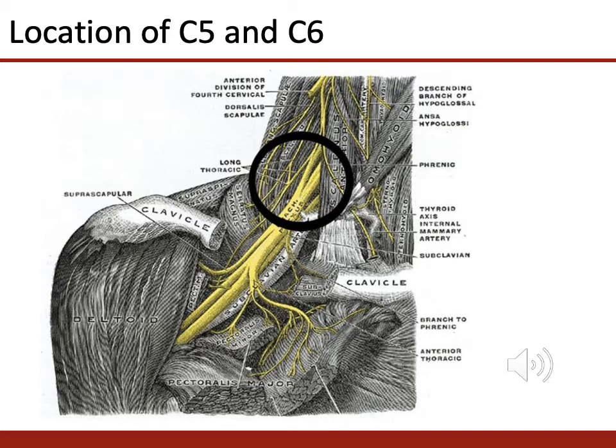So here we can see the roots C5 and C6. They leave the vertebrae of C5 and C6. You can see them here emerging in between scalenus anterior and scalenus medius. The sternocleidomastoid muscle is cut away in this illustration. We can then see the brachial plexus travels down in close relation, superior and lateral to the subclavian artery, passing underneath the clavicle, here cut away, to then cross the thorax again in close relation to the artery, to then enter and supply the arm.